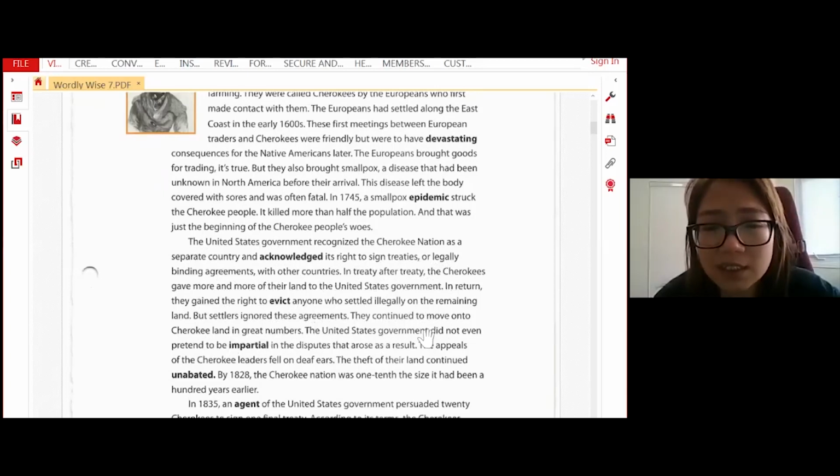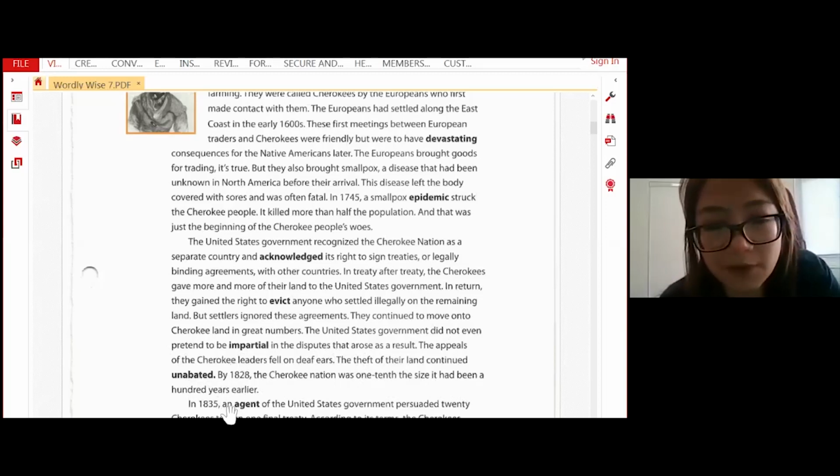The United States government did not even pretend to be impartial in the dispute that arose as a result. The appeals of the Cherokee leaders fell on deaf ears. The theft of their land continued unabated. By 1828, the Cherokee Nation was 1/10 the size it had been 100 years earlier.